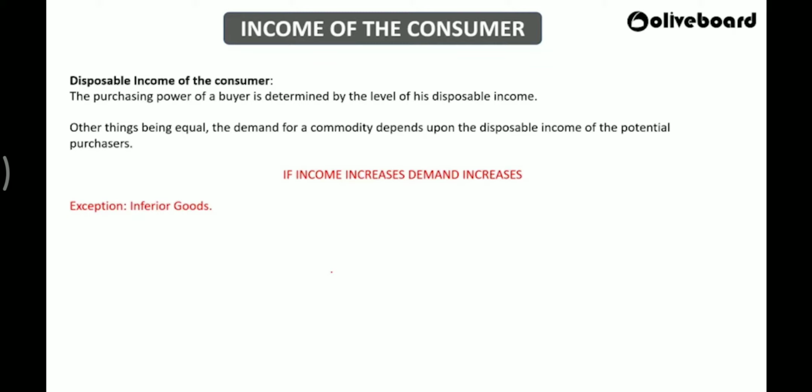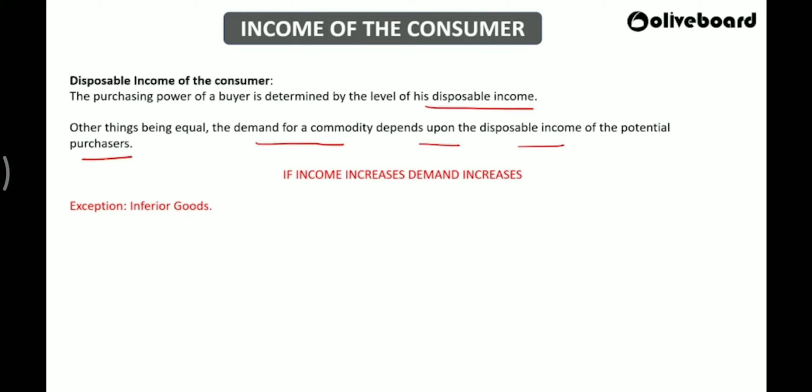All right. Next factor: the first one we saw was the price of that commodity, the second was the price of the related commodities, and the third is the income of the consumer, the disposable income of the consumer. Disposable income means the income left for the consumer to spend. That is called disposable income of the consumer. So purchasing power is also determined by what? The level of his disposable income.